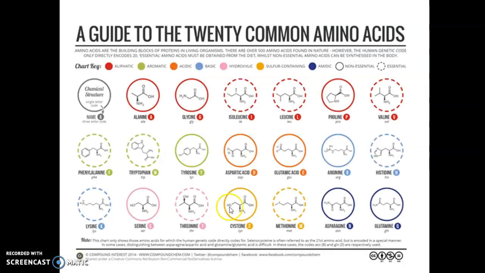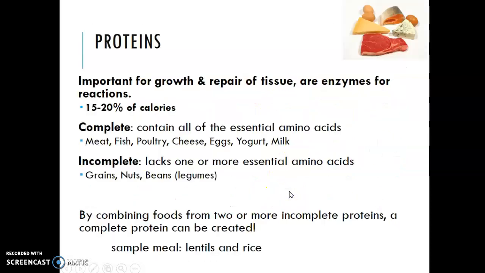So if we look at this chart, it's going to show these ones that are solid are non-essential, so our body can make them if we don't get them from our foods. And then the dashed lines are essential. Again, we need to get them from the foods that we eat. So that comes together to how we classify our proteins as complete and incomplete.